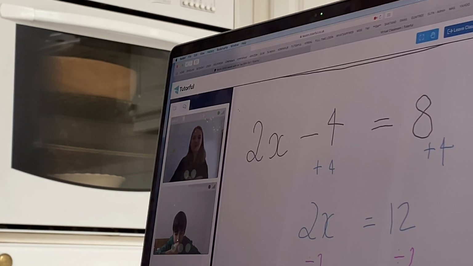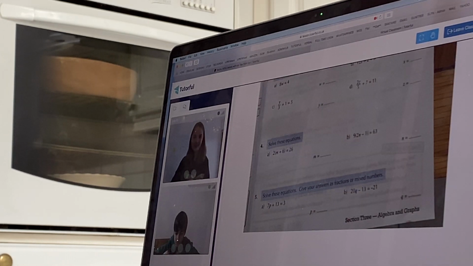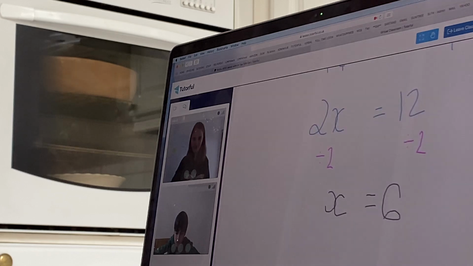Okay, perfect. So remember, whenever we do one of these reversing steps, we need to make sure we do it on both sides of our equation. So x will equal 6. Yeah, so in this example here, x will equal 6.